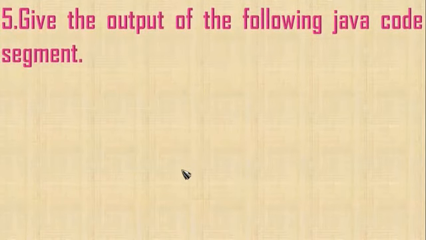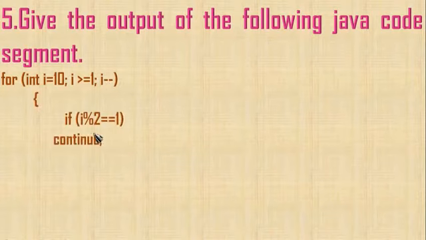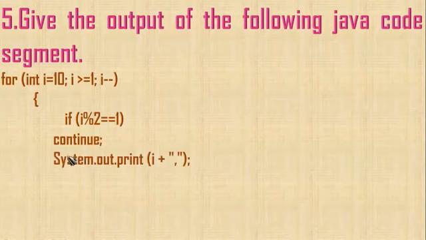Next, the output of the following Java code segment. for int i = 10, i greater than or equal to 1, i--. If i mod 2 is equal to 1, continue. Continuing means it will skip the rest and go to the loop again. So here i is 10, which is true, it will enter the body of the loop. i mod 2 is 0, that is 10 divided by 2 gives 0 as remainder. So the condition is not true, so it will print 10.